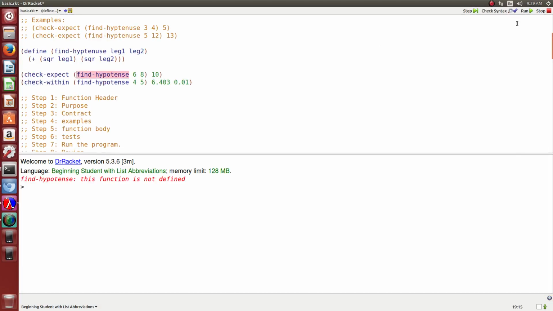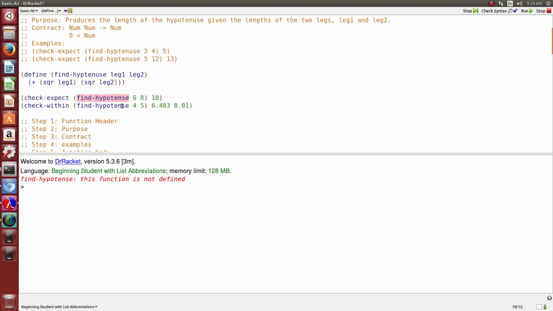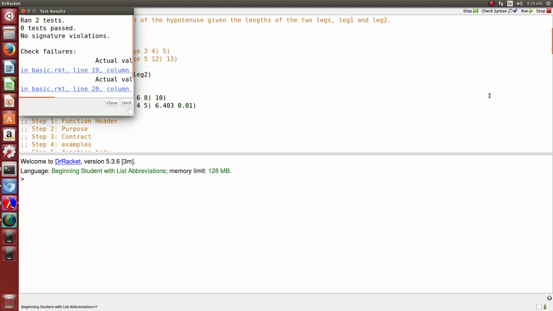So if I run the program, it says find-hypotenuse, the function isn't defined. Oh, spelled hypotenuse wrong. Okay, so let's run this again. Find-hypotenuse. Yeah, I really should have picked a smaller function.